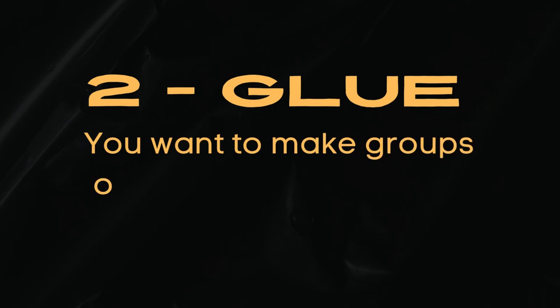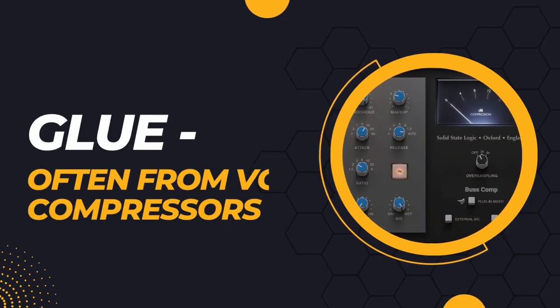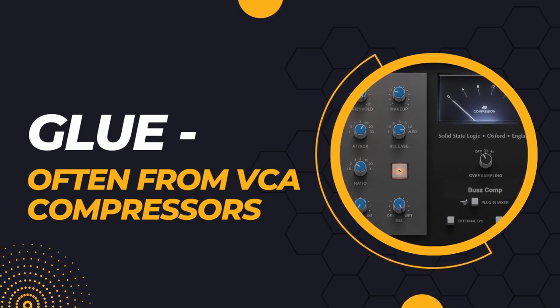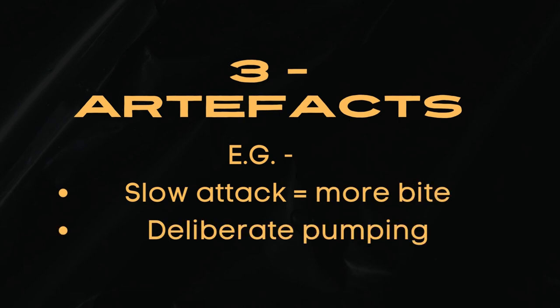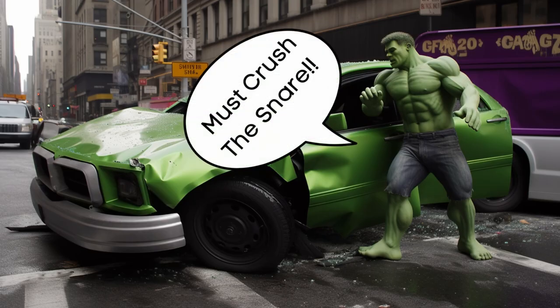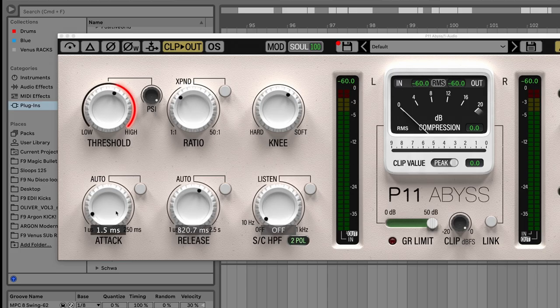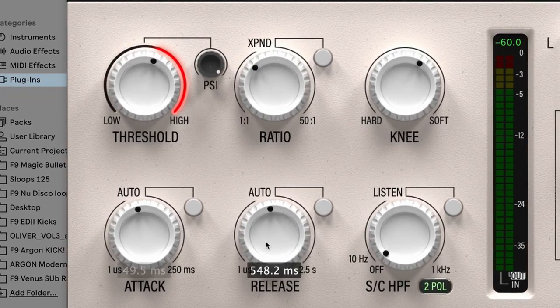The second common option in modern production is that you want to glue a group of instruments together, whether that be a bass group, a synthesizer group, a group of backing vocals, or a submix or an entire mix. The third reason is that you actually want the artifacts of the compression. And what I mean here is that you want the time domain effects that the attack and release controls of a compressor gives you. A classic example is a slow attack and a fairly fast release will actually bring a lot more punch to drum sounds.